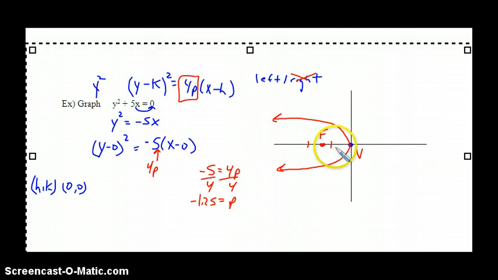Now the only thing I need to do is put the directrix on. So since it's opening leftward, I move 1.25 to the right to put my directrix. And again, it's got to go as a vertical line here because it will not touch the graph. So that is the directrix. So when you graph these, you need to plot the V, plot the F, and show the directrix as well.